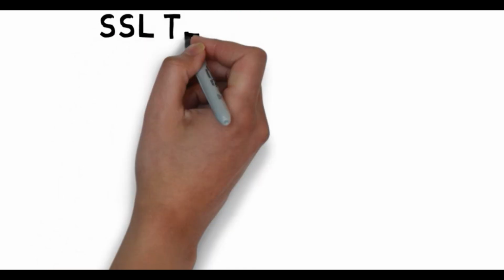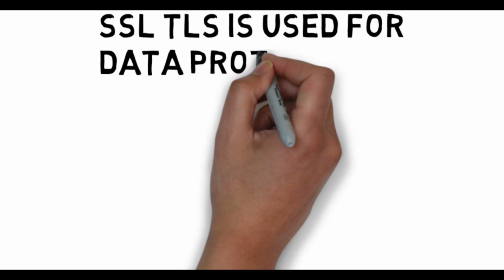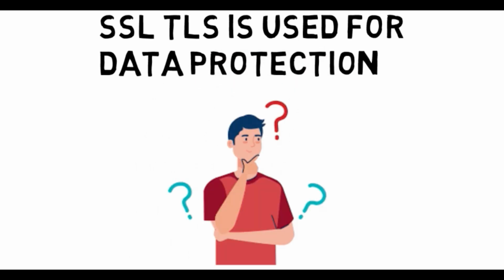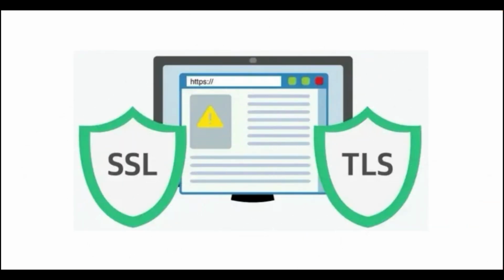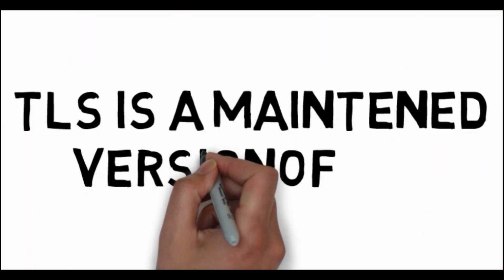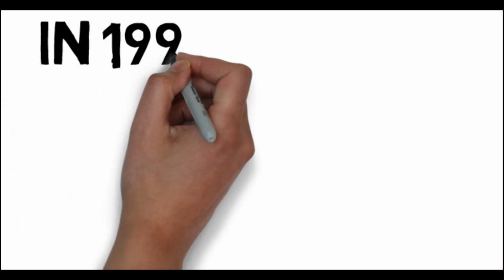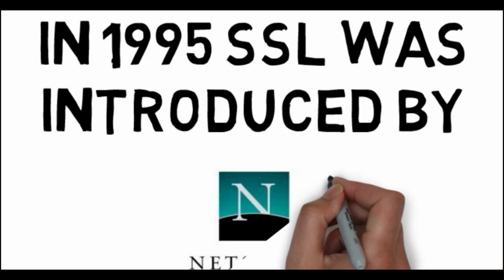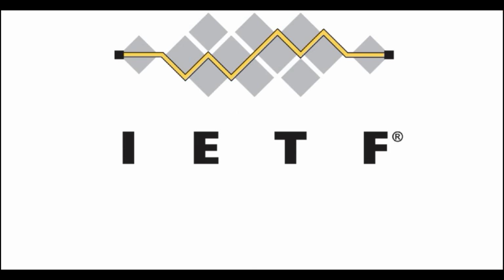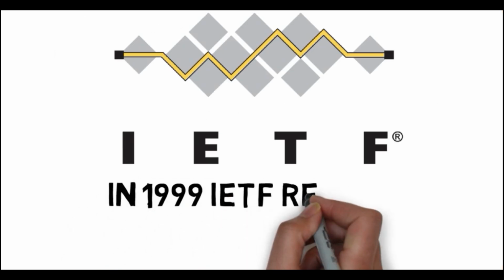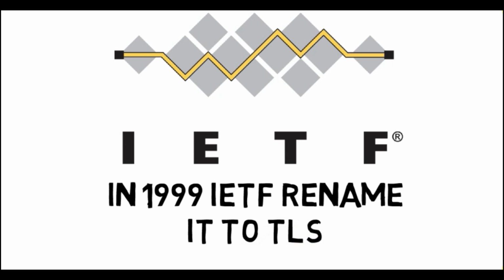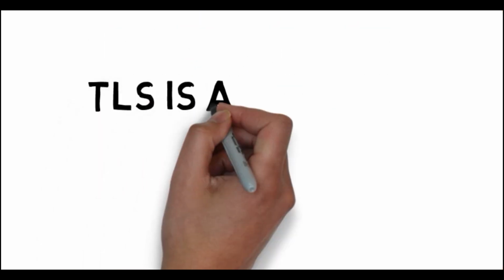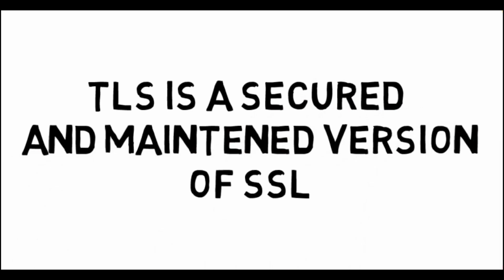So in this case, SSL/TLS are used for data protection, right? But how? Quickly, what is the difference between SSL and TLS? Well, TLS is just a maintained version of SSL, because in 1995, SSL was introduced by the Netscape company, and then in 1999, another organization called IETF took that SSL protocol, maintained it, and renamed it to TLS. So basically, TLS is a more secure and maintained version of SSL.